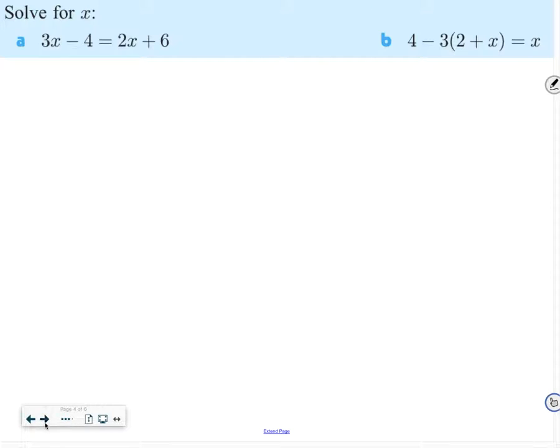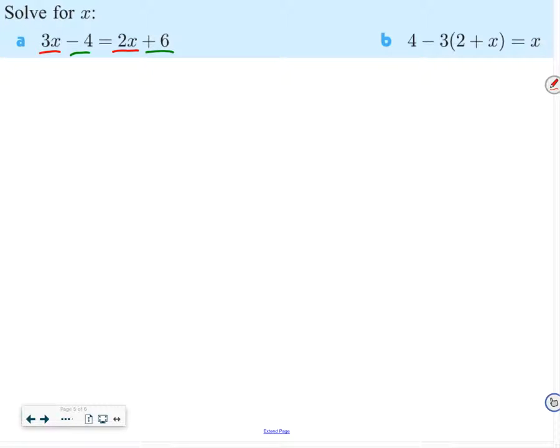Okay, so let's go ahead and try our final 2 examples here. Again, on this one, notice I have 2 x's. They're on different sides of the equation, and I have 2 constants. So I think the easiest thing to do at this point is get all my variables on one side and all my constants on the other.